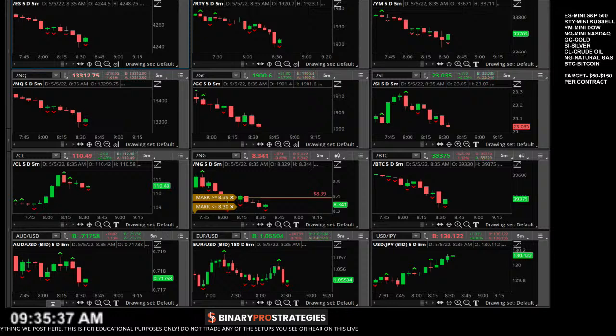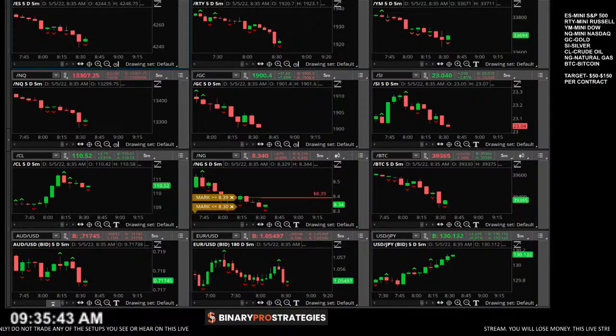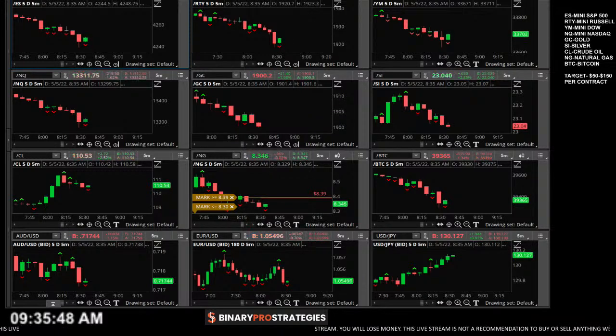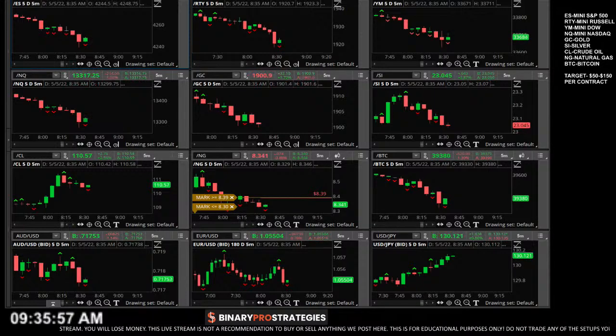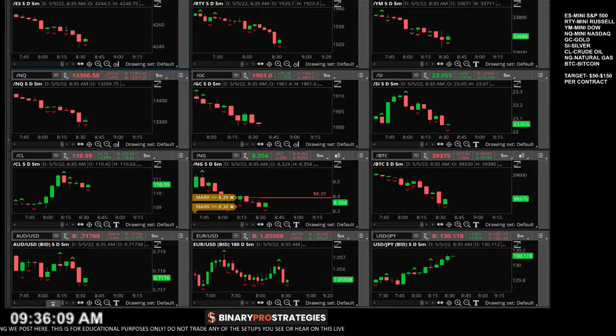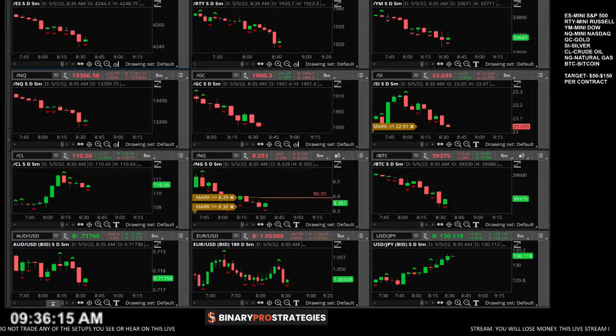Okay, getting a short now on silver. Short on silver's coming in at 2303. Target on that's going to be 2291. That is going to be our profit target. If we don't hit target on silver, we're going to reverse at 2328.